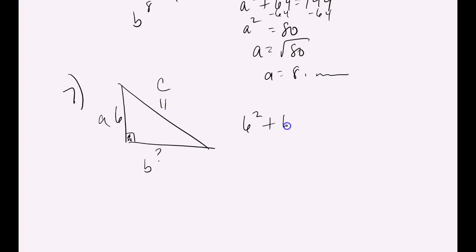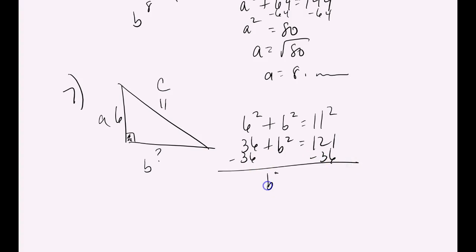So A squared plus B squared equals C squared, and I went ahead and just plugged in the numbers as I said. Now 6 times 6 goes here. Recopy that. 11 times 11 goes here. Now I need this by itself, so I need to subtract this number to the other side. And yuck, I don't want to do that.